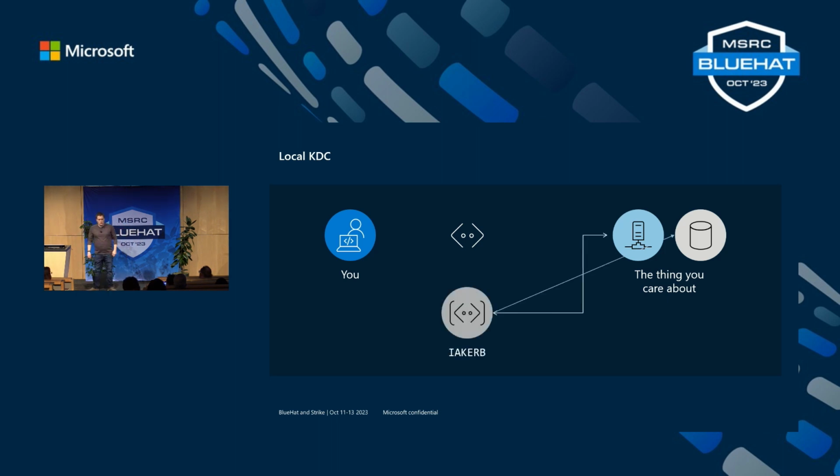Well, what if we plop a KDC right on top of it? And when I do an AS-REQ, I go to that KDC. And that KDC says, oh, okay, I understand your password. I'm going to give you a TGT. And here's your TGT. Please give me a ticket to the same machine.